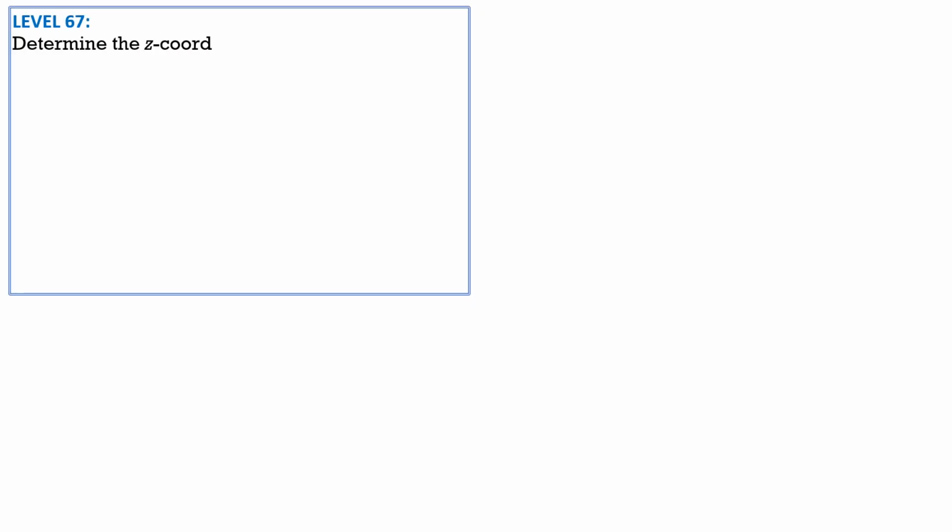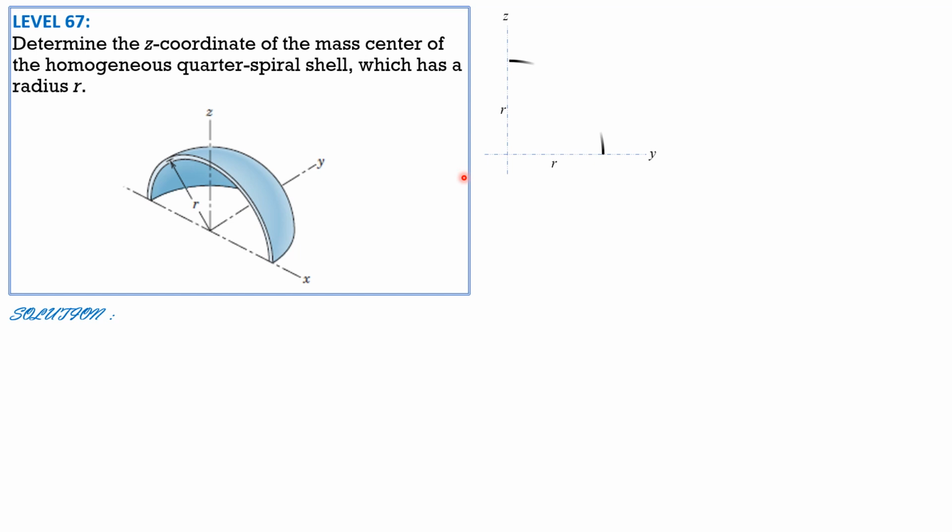Level 67, determine the z coordinate of the mass center of the homogeneous quarter spiral shell, which has a radius of R. So let's reveal this part, quarter arc here, and have it revolve 180 degrees. So we have to show this surface, and the height is y. So for the solution, this is this part here, and have a vertical strip, which is that the height is z.